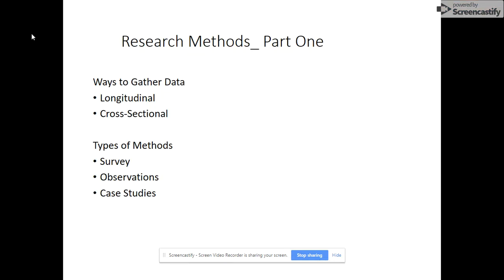Okay, so this is the fifth video in this series. This is going to be looking at research methods. It's the first part, and it's covering readings 26 to 37. First big idea we'll talk about is ways to gather research, so the longitudinal versus cross-sectional. And then we'll talk about the different types. There's 5 different methods, but this one's going to talk about 3: surveys, observations, and case studies.